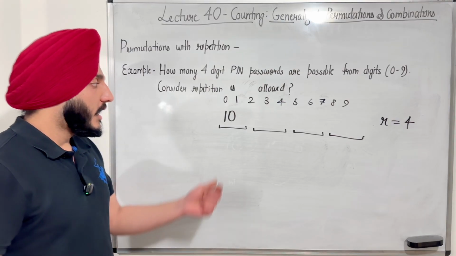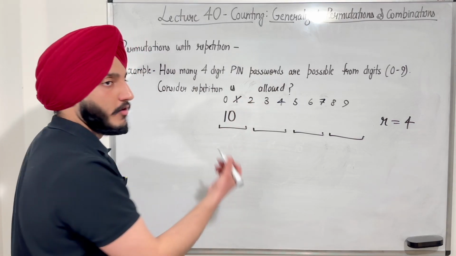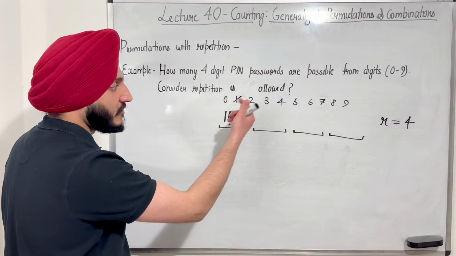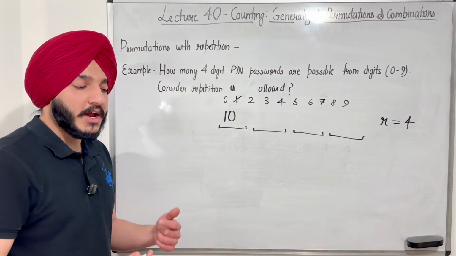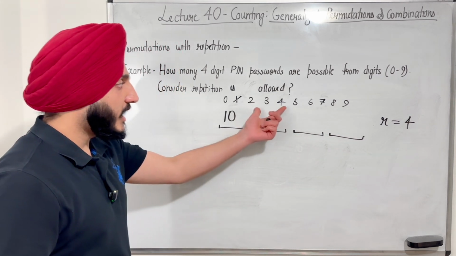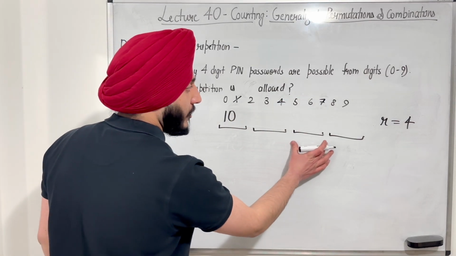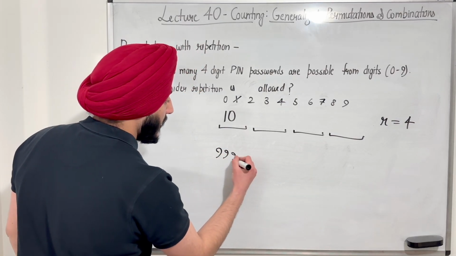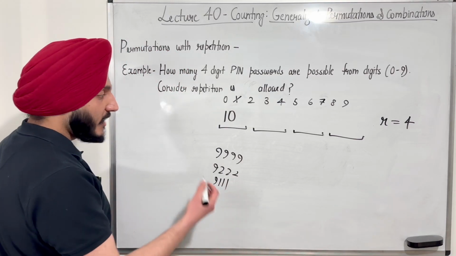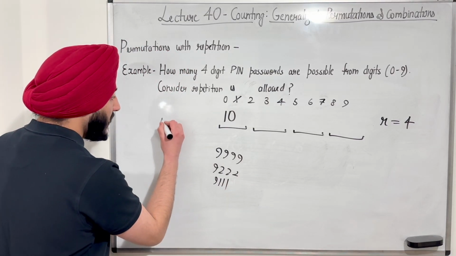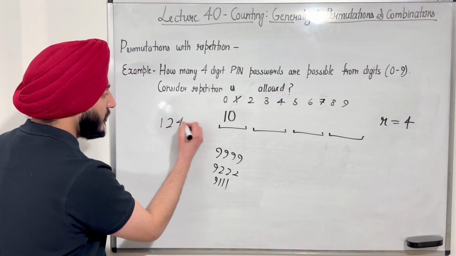Okay, so in the first one, I have 10, but since repetition is allowed, right? Even if I pick 1 as my first choice, it doesn't matter. Since repetition is allowed, I can pick 1 as my second choice, 1 as my third, and 1 as my fourth too, right? I can pick it as many times as I want. I can pick any of these numbers anywhere I want or anytime I want in this 4-digit pin. So it could be 9, 9, 9, 9, it could be 9, 2, 2, 2, it could be 9, 1, 1, 1. But in the last case, the idea was if I picked a number, I cannot choose it again. So if I chose 1 as my first one, I can only choose a different number.